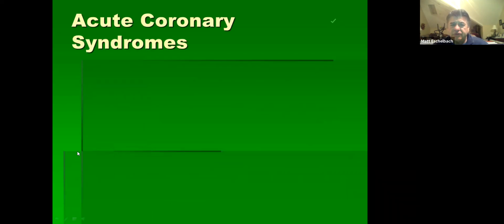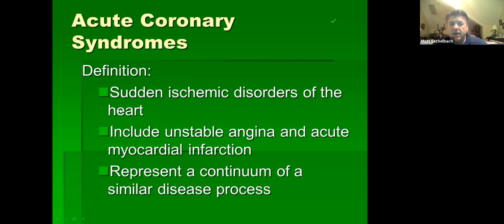Acute coronary syndromes are sudden ischemic disorders of the heart, which include unstable angina and acute myocardial infarction. And we may not know it's a STEMI until we get blood work back. That's why it takes a while to do that. These acute coronary syndromes represent a continuum of a similar disease process, and we'll talk about that very soon.